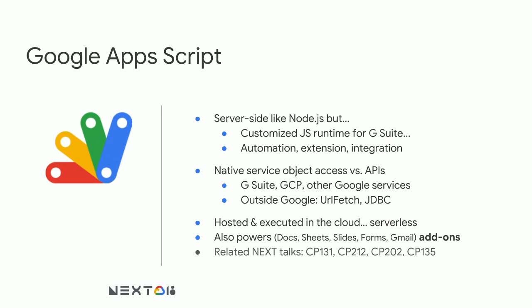Of course, we don't want you trapped inside the Google world. We want you to be able to go outside and talk to other services that are online or on-prem. So we have the URL fetch service, you can see here, as well as JDBC if you have a database that you want to reach as well. So all of your applications are hosted and executed in the cloud, therefore serverless. And if you've ever heard of add-ons for Docs, Sheets, Slides, Forms, and Gmail, App Script powers add-ons.